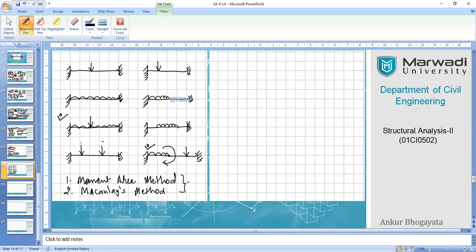So I'll be stopping here today for this session. You rush to the next session, and in the next week we'll meet again with the understanding to be developed on consistent deformation method, and then we'll enjoy some other numerical exercise as well, right?